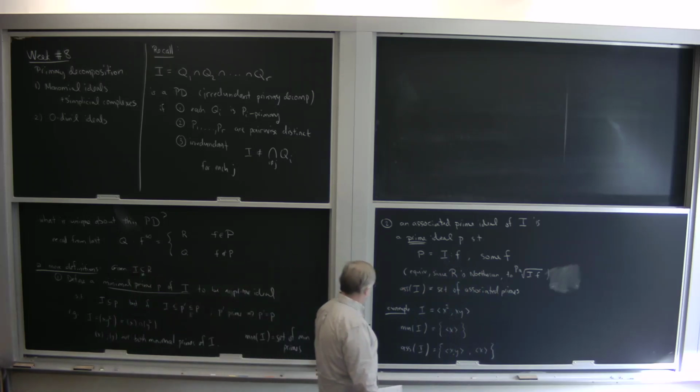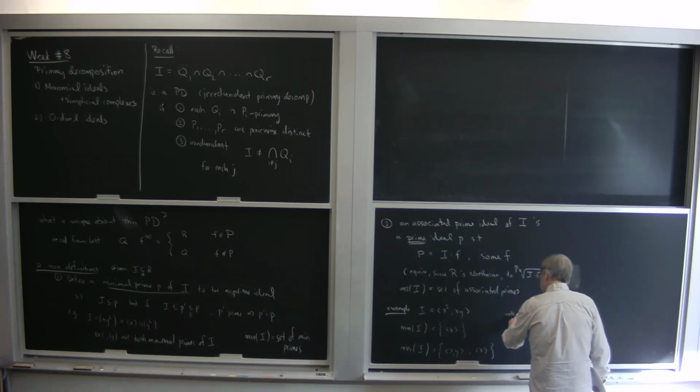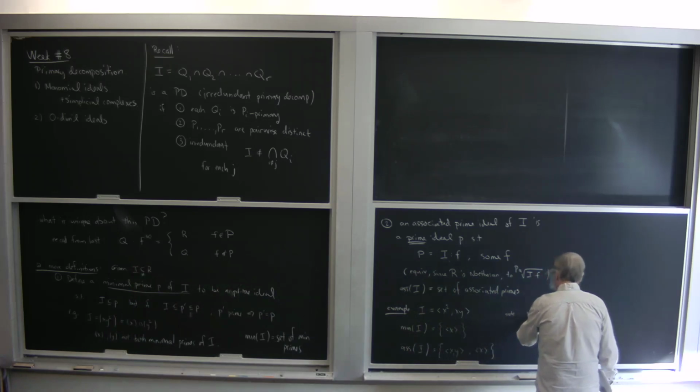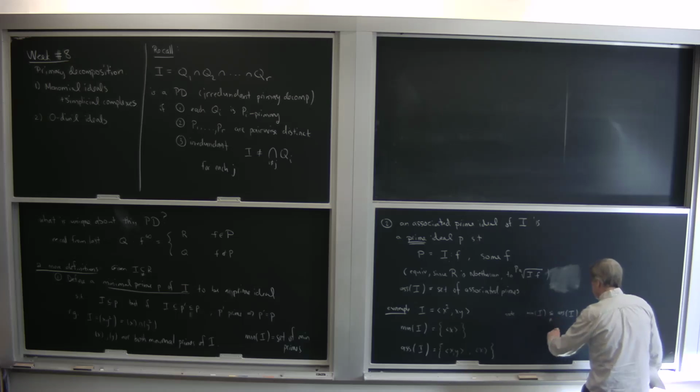Anyway, note here in this example that every minimal element is an associated prime, but it's not equal in this example.